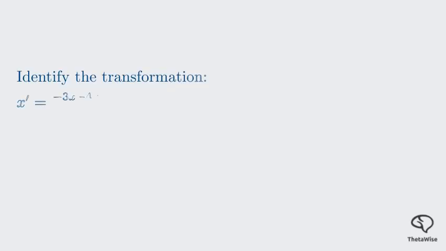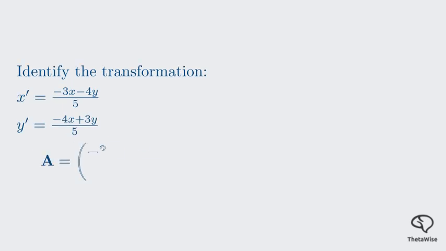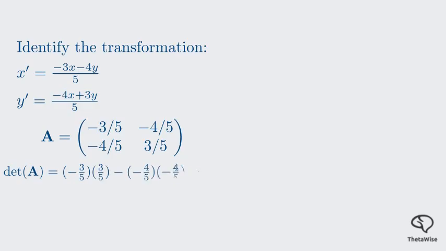Now let's go the other way. We'll identify the transformation from the equations. x prime equals (3x + 4y)/5, and y prime equals (4x - 3y)/5. The matrix A has a determinant of negative 1, immediately telling us it's a reflection. The matrix form matches a reflection matrix where cos 2 alpha is 3/5 and sin 2 alpha is 4/5. This tells us the angle 2 alpha is in the first quadrant.